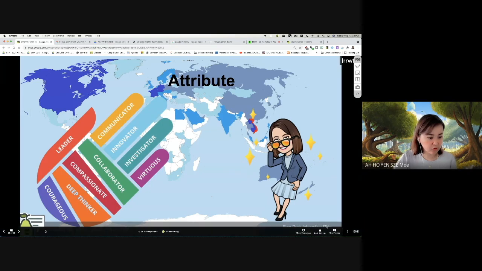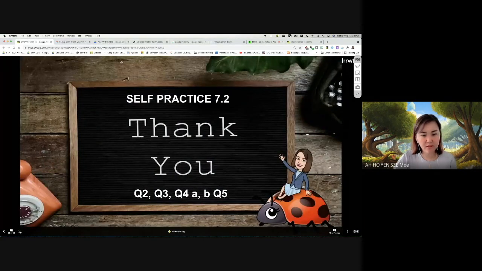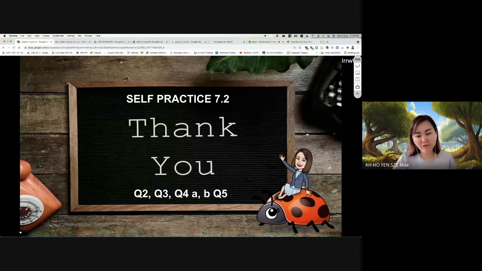Okay. We go to the next slide, which is the last one. This will be your exercise for today. Self-practice 7.2. Do questions 2, 3, 4. Only question 4, do A and B. And question number 5. I already posted it in the Google Classroom. And please remind me if I forgot to post the assignment in the GCR. Sometimes after class, before class, sometimes I schedule. Sometimes I forget.